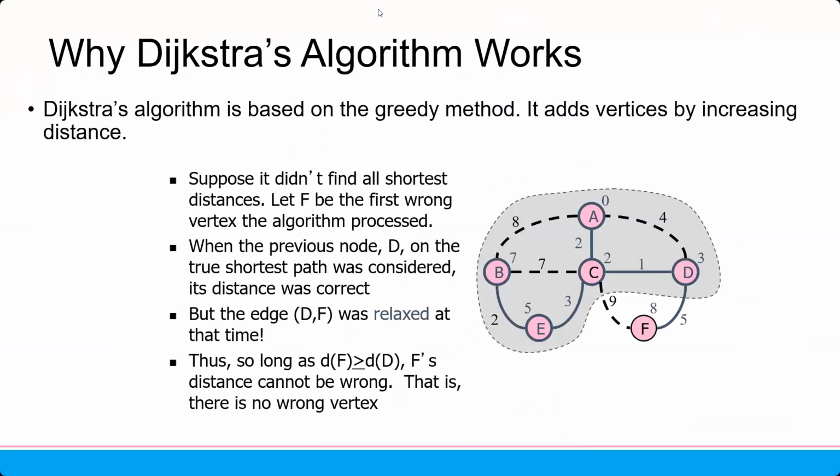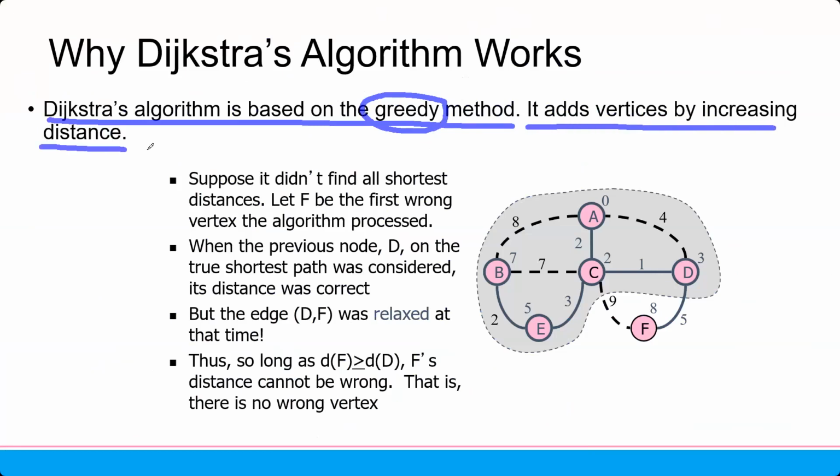There are some questions about why the algorithm works. The Dijkstra algorithm is based on the greedy method. We want to find the shortest path for every pair. So it adds vertices by increasing distance. We select A and then select the other vertices, and then we check for every possible weighted edge.